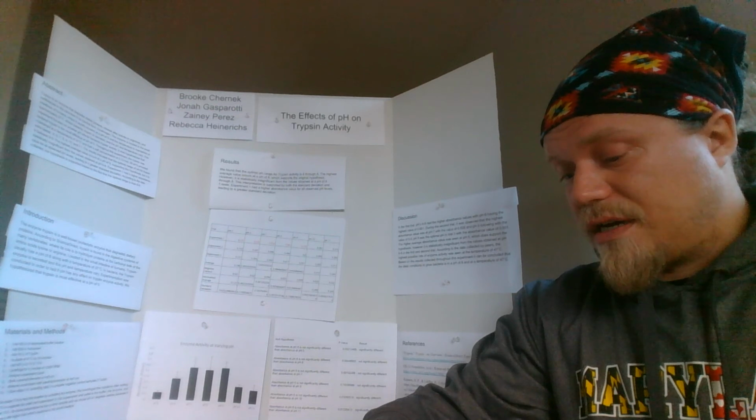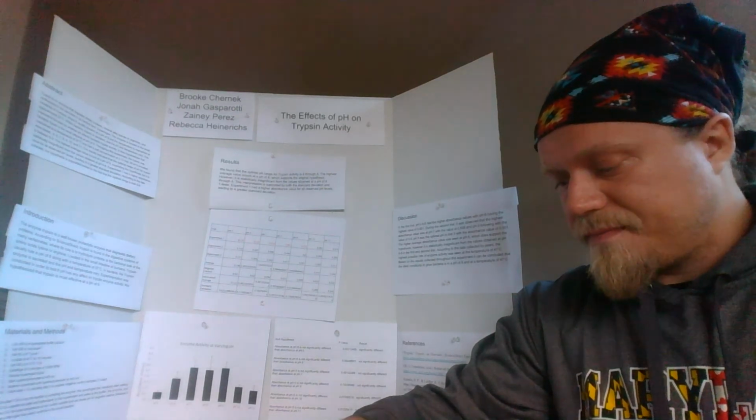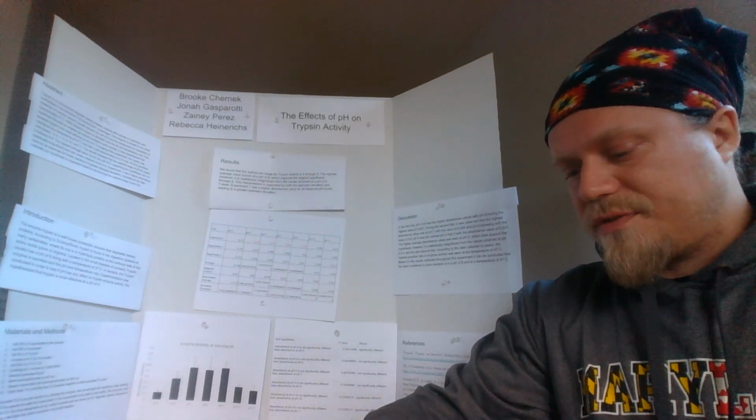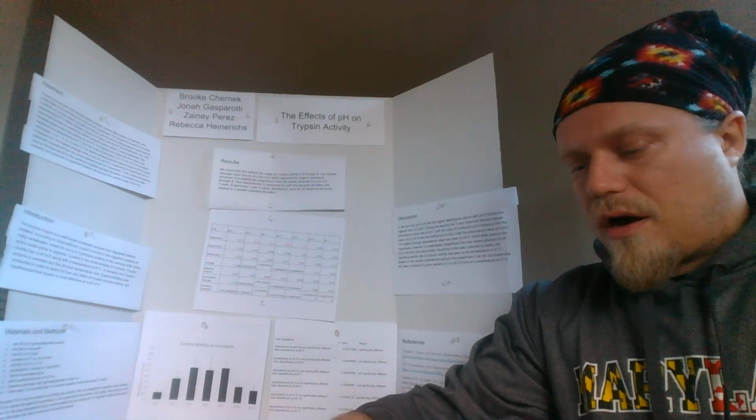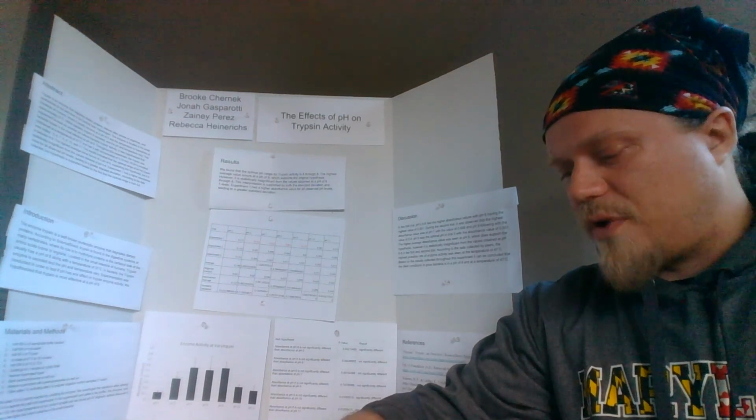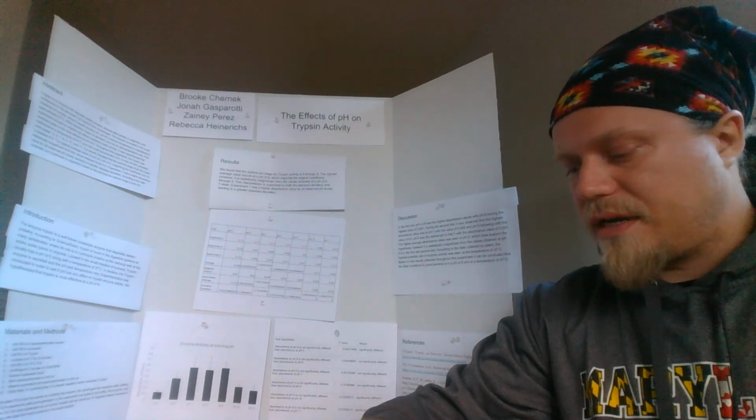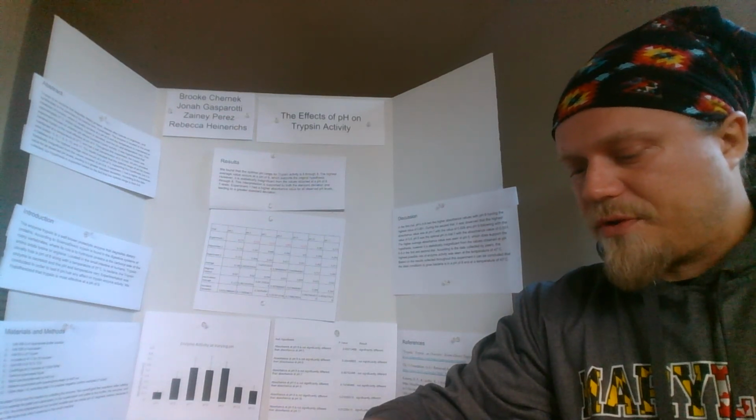It digests dietary proteins. And our question for this experiment is, does pH affect its activity? Our hypothesis is that trypsin will have an optimum activity at a pH of 9, and this is based on results from other lab groups.